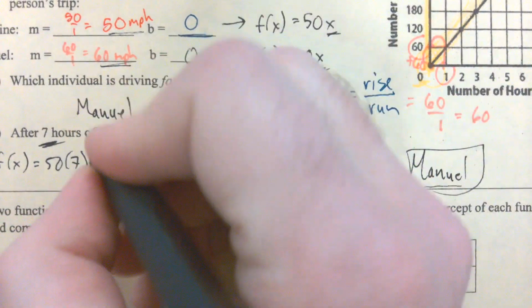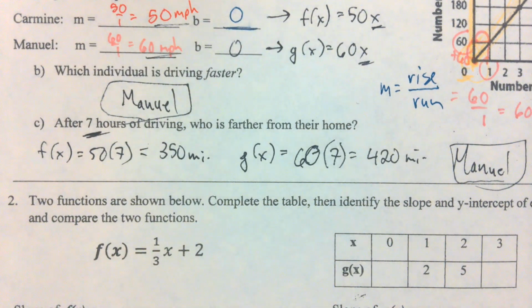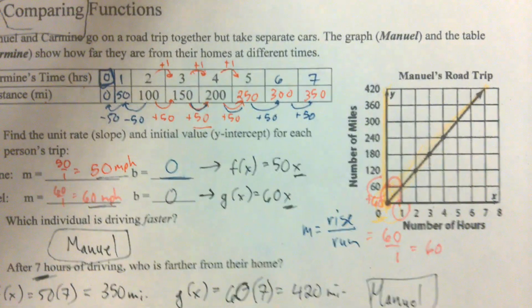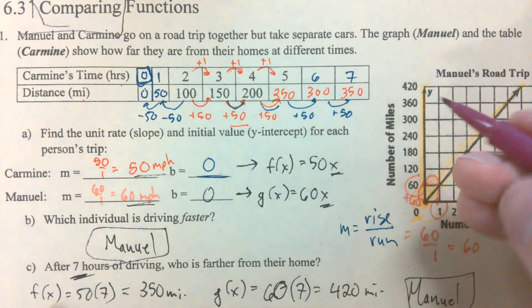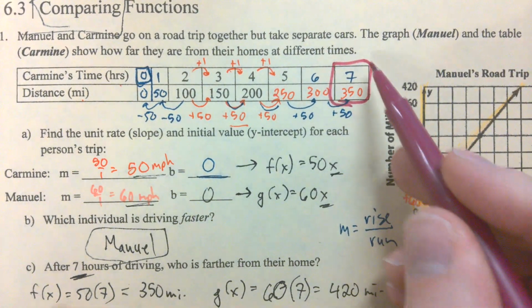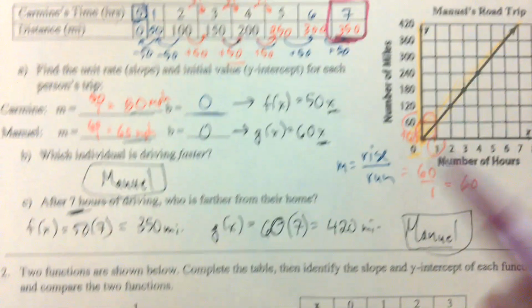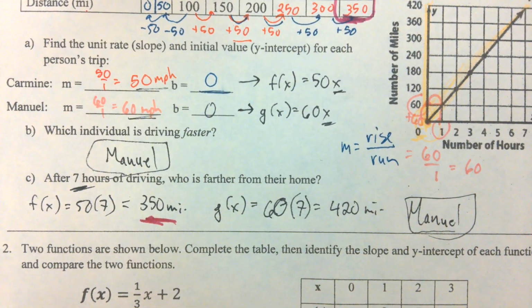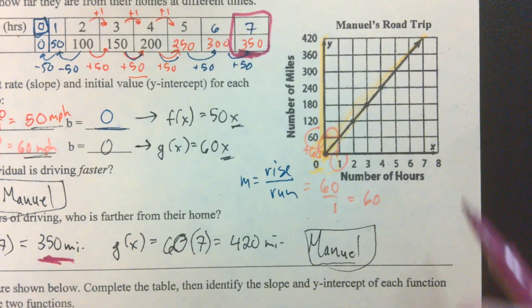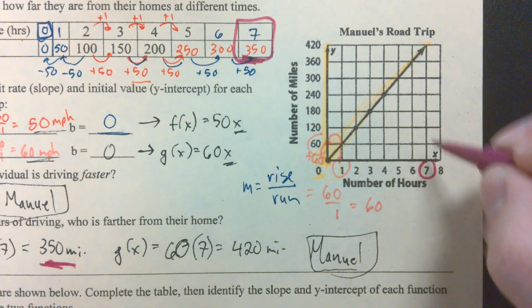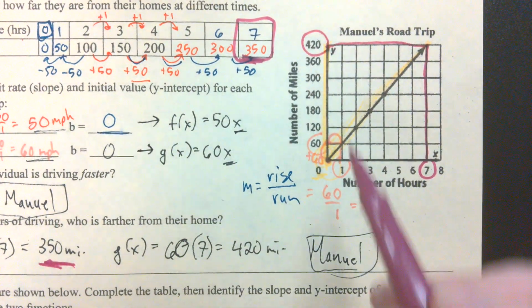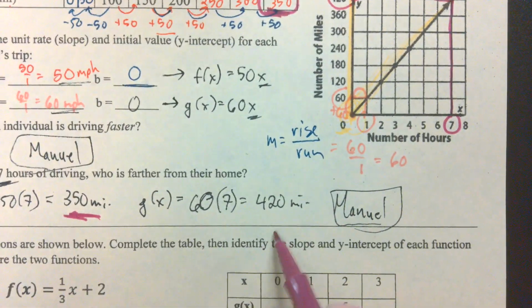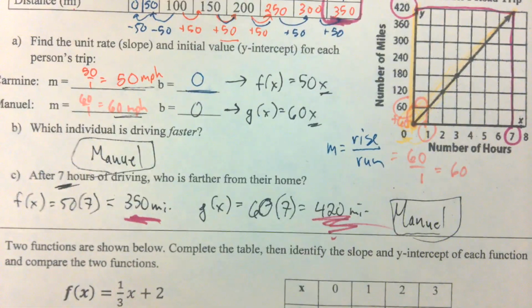Anyone see another easier, less mathematical way to figure out who's driven further? Hope? Exactly, just look at the graph and the table. If we're taking a look at Carmine's table, at 7 hours, how many miles has she driven? 350. Is that the same mileage we found down below doing it mathematically? Yes, it is. Let's look at Manuel's graph. Here's 7 hours. If we look all the way up and all the way over, he's at 420 miles. Is that what we found mathematically down here as well? Yes, it is. So two different ways you could do it.